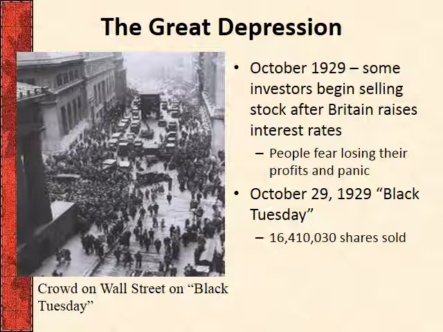Black Tuesday is October 29th. But a couple weeks earlier, Wall Street starts to get hit. And it really starts to get hit because banks in Britain start to raise their interest rates. They start to raise their interest rates because they realize that there's been an international credit bubble, and too much money is flowing around too easily. And they want to call in their loans and stop loaning out money in order to protect their own investments.